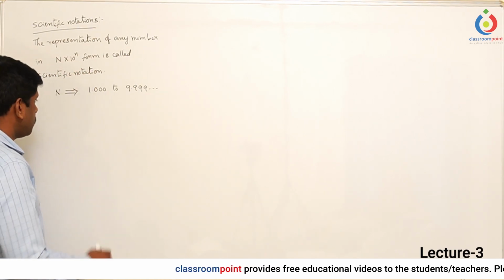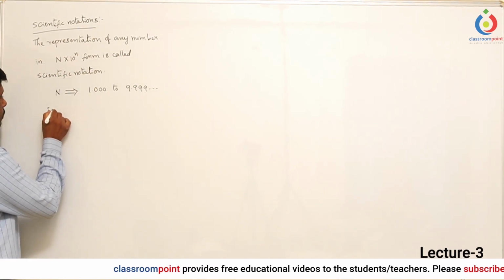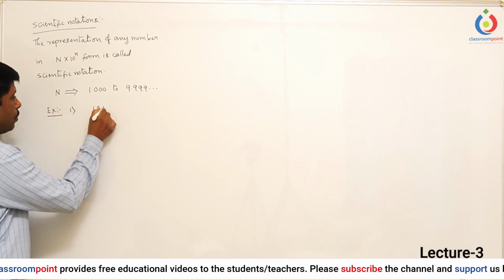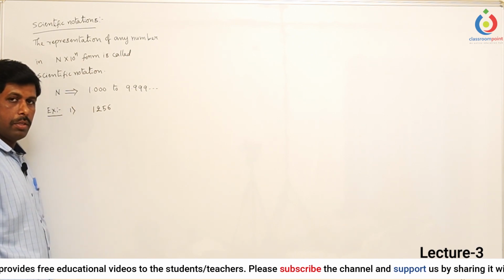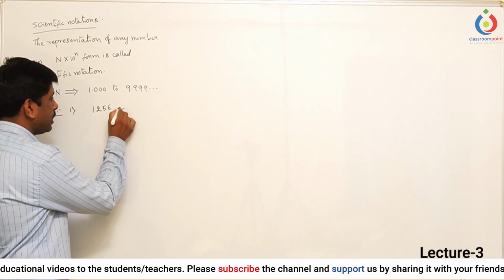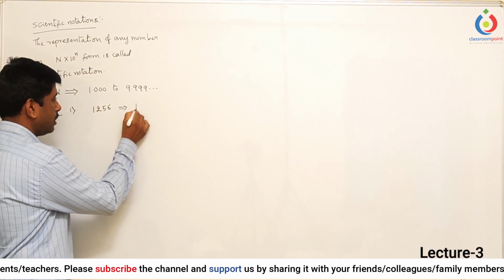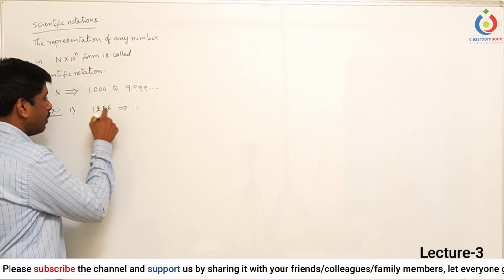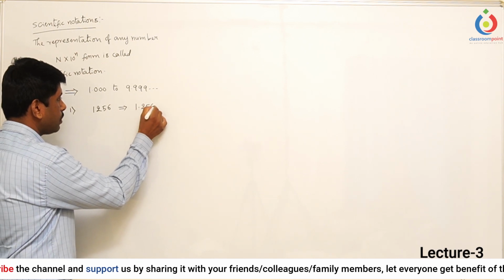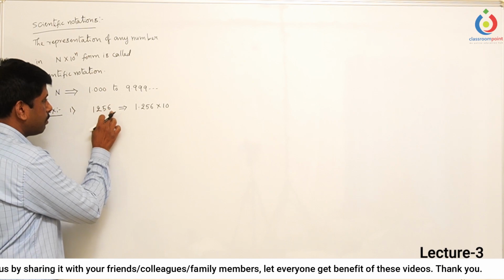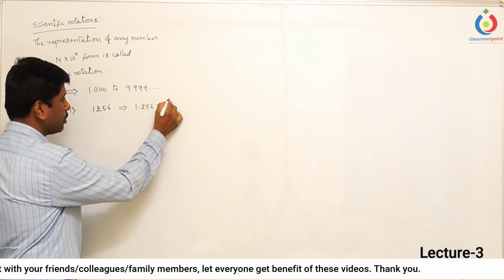Let us take some examples here. Let us take 1256. This number has to be represented with the decimal point after the first non-zero digit. 1 is the first non-zero digit. After the first digit, you write down the remaining values, 2, 5, 6, into 10 power. How many digits are there after the decimal point? 3 digits are there, so write down 3.